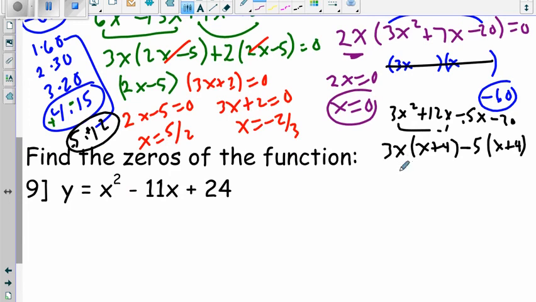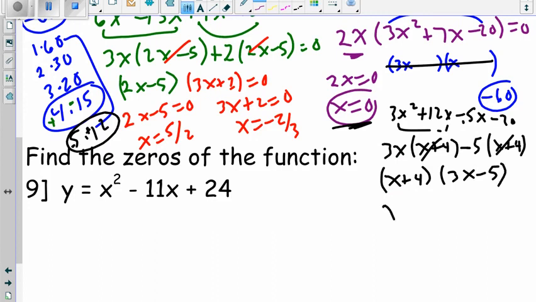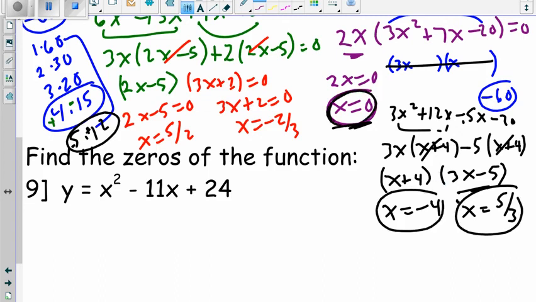And then as we work through with this, remember that 0 is one of my answers still. I'm going to get x plus 4, and whatever I have left is the 3x minus 5. Set that equal to 0, so I get negative 4, and I also set this one equal to 0, so add 5 divided by 3, so I get 5/3. So my answers are 5 over 3, negative 4, and do not forget that 0.